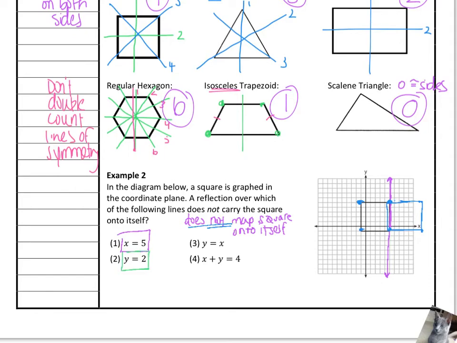Y equals 2 I'm going to do in green. So I go up to where y is 2, and I draw the line horizontally this time. So here's my original square, remember. And if I look at that square with the green line going through it, that green line cuts it in half, meaning a reflection over that line carries the square onto itself. It makes it a mirror image. It makes it symmetric. So that's another way to say this makes a line of symmetry on the square.